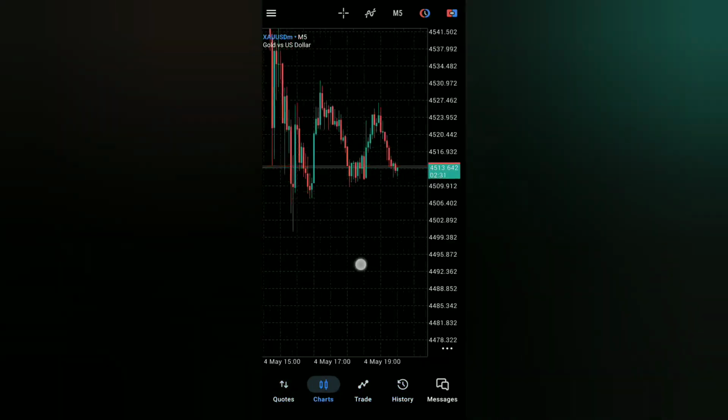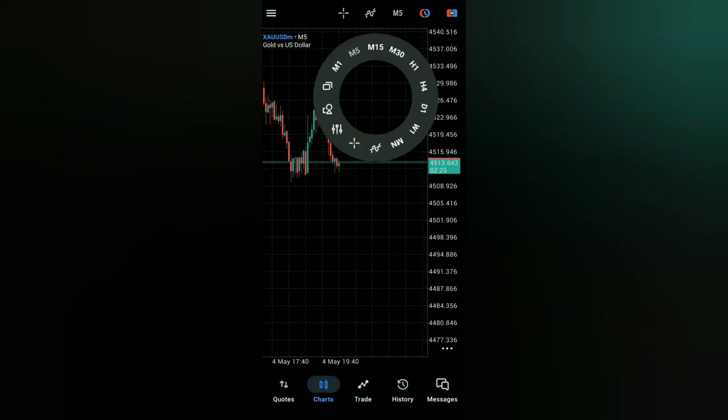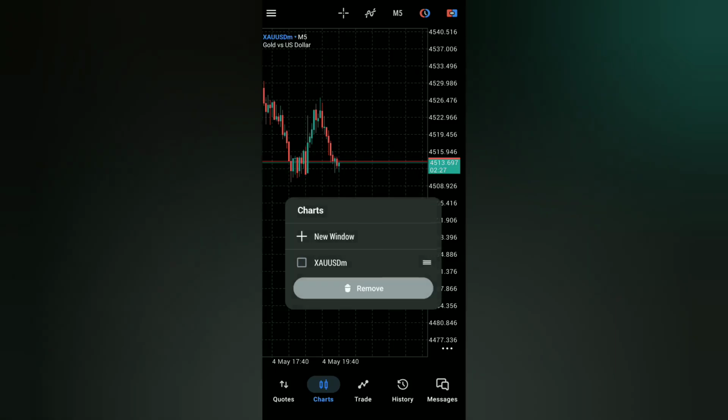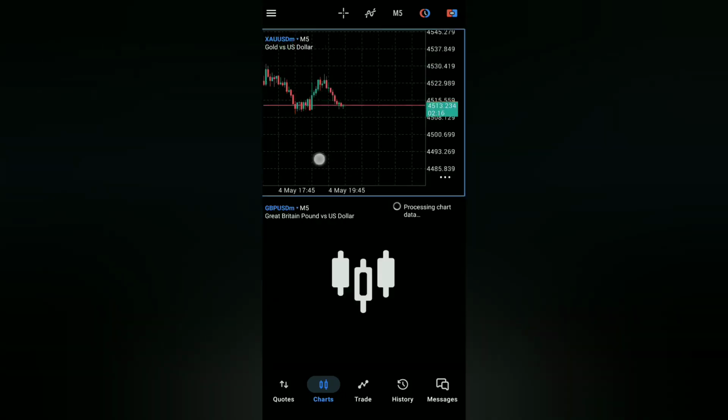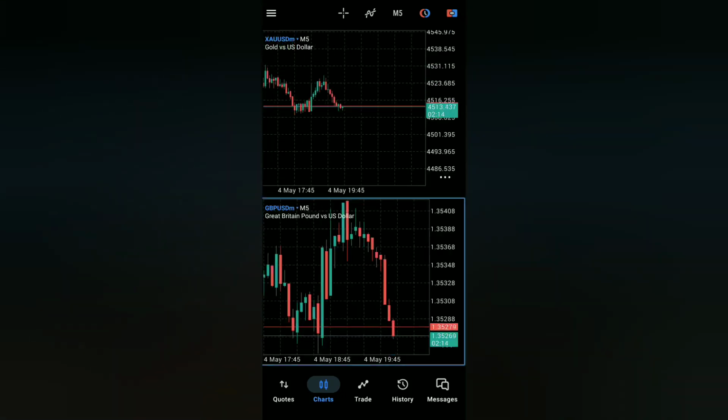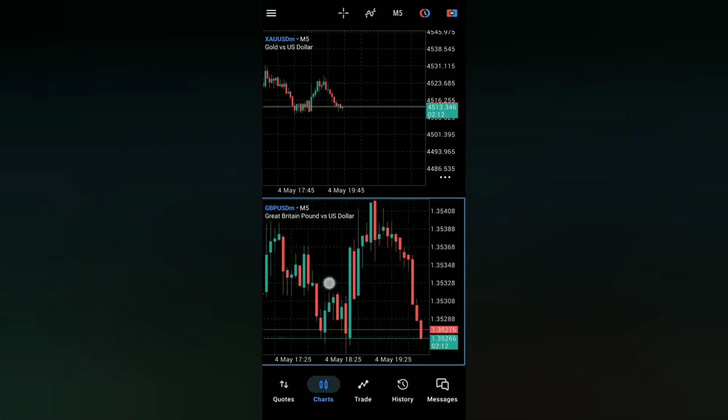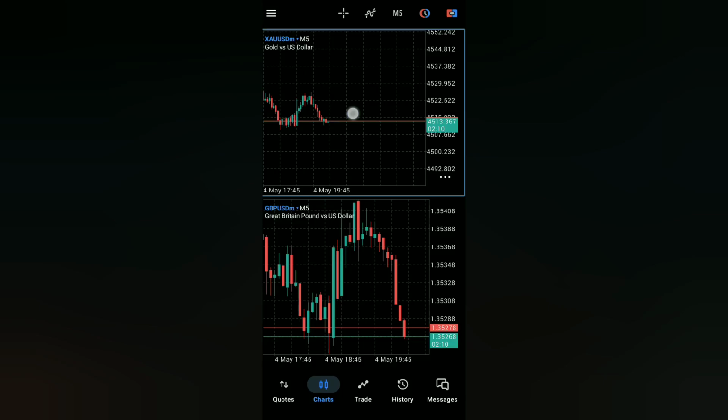Let's say I want to enter, I touch here now, and I now touch this one here. I see this one here. It's now saying create window. Just create new window. I've created 2 windows now. So this one is GPU USD down here, while up here is ACU USD.